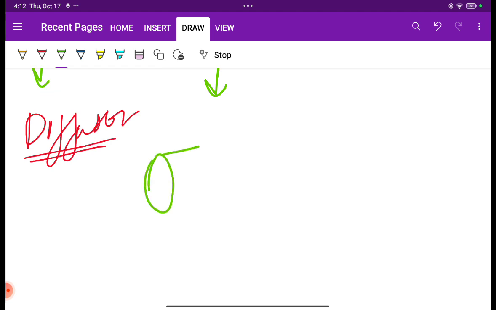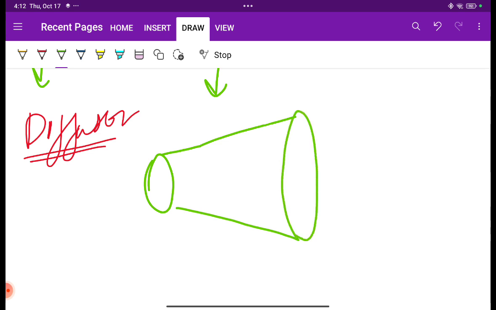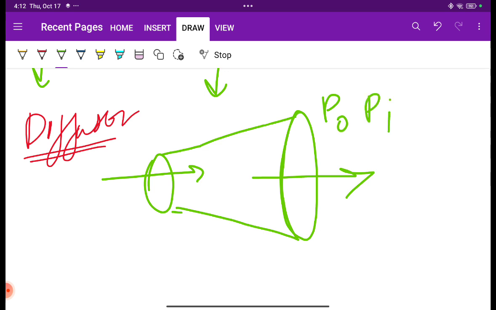As you can see, it's quite like the opposite of the diagram of a nozzle. In this case, liquid flows in from here and goes out from here. Pressure is P0 at this place and Pi at this place, and area is A0 at this place and Ai at this place.